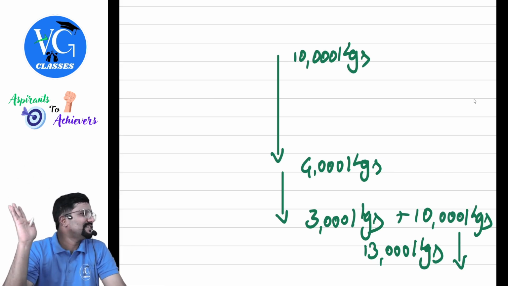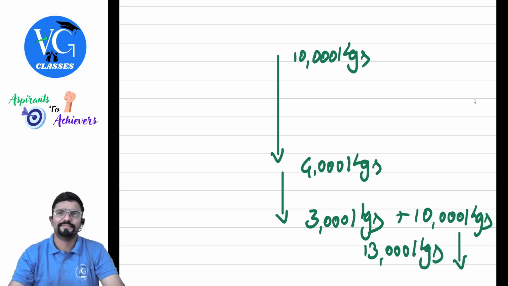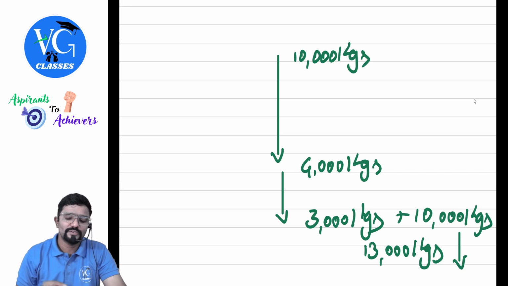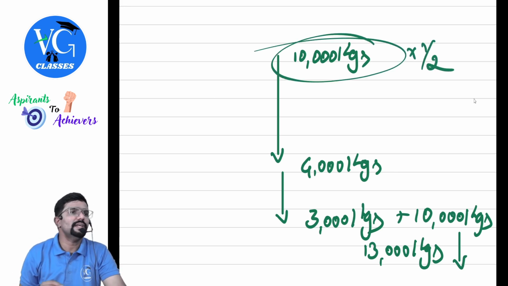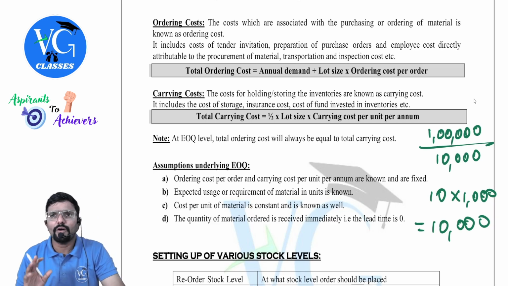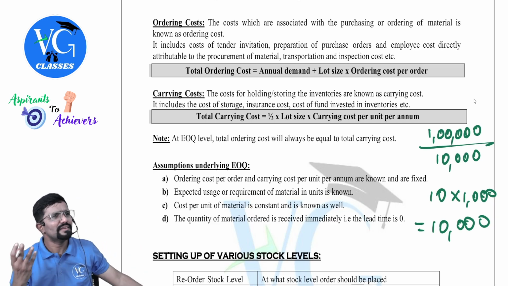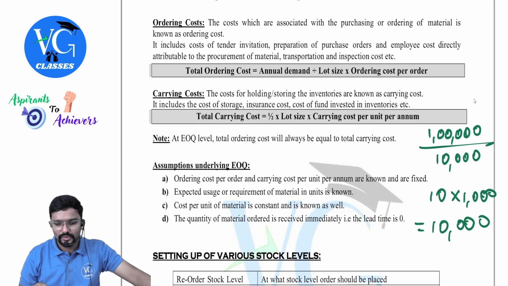It keeps on fluctuating. So they told, okay, whatever is your EOQ, take half of it. So in my example, it comes to 5,000. Half of it is 5,000. May not be always accurate. Obviously, I cannot tell the exact number. So that is why they have just given the formula considering half of lot size.